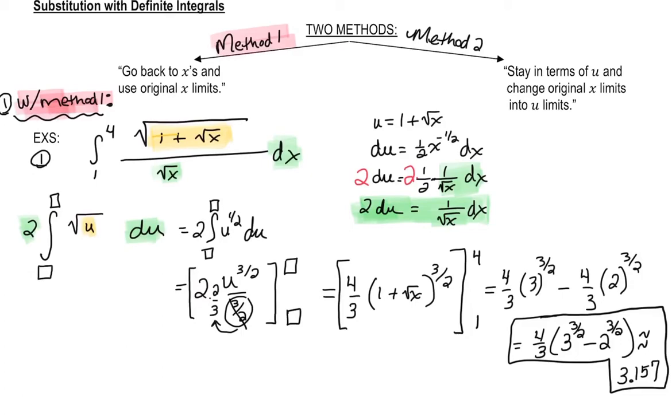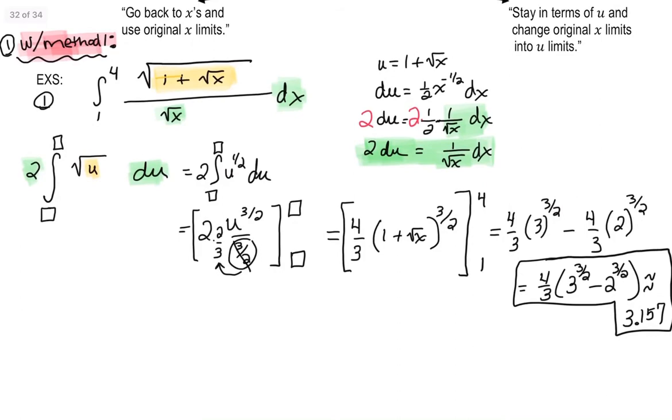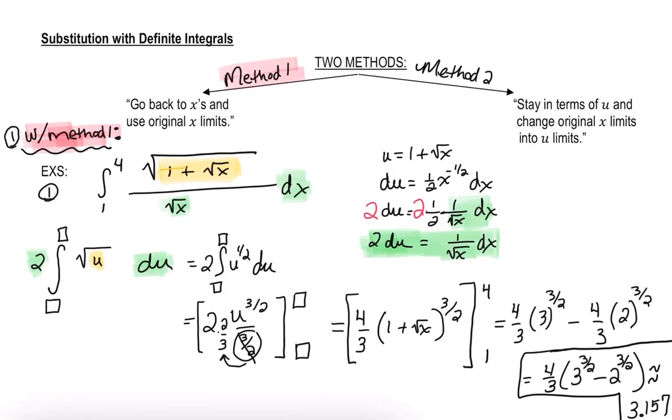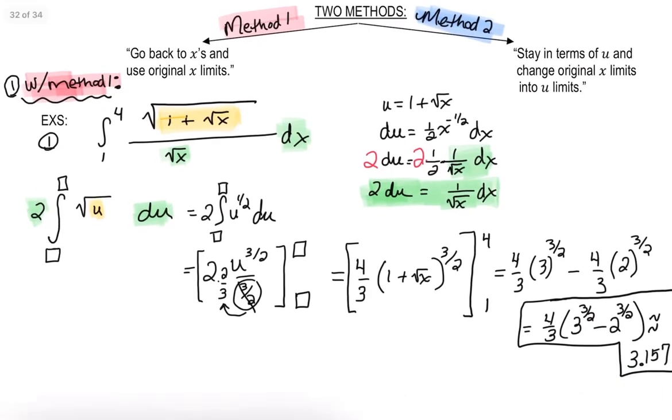So you go all the way back to x's, you get down here in terms of your x's, and you sub in the 4 and the 1. So that's method 1. Okay, and I'm okay with that. But there are other instructors that might prefer method 2. So we're going to do another example here, and this time we're going to do the other method for a definite integral.